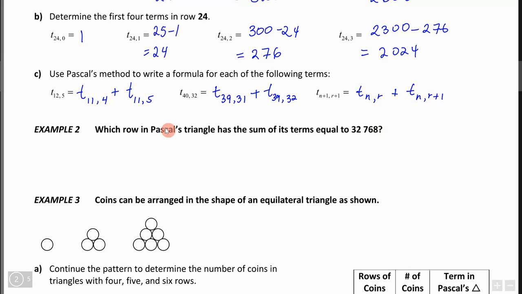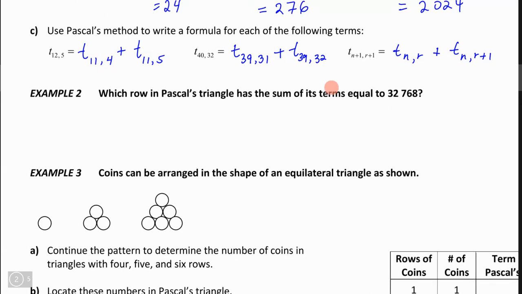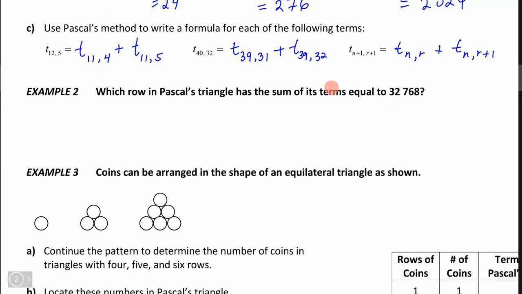Example 2, which row in Pascal's triangle has the sum of its terms equal to 32,768? So this is a little bit more of an algebraic problem. So how do we know what row that number would be in? I mean, are you going to reconstruct this triangle? Well, no, you're not, because you already know the formula for the sum of the rows.